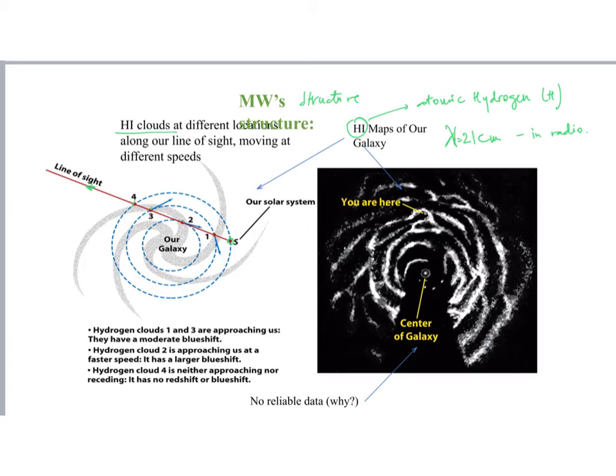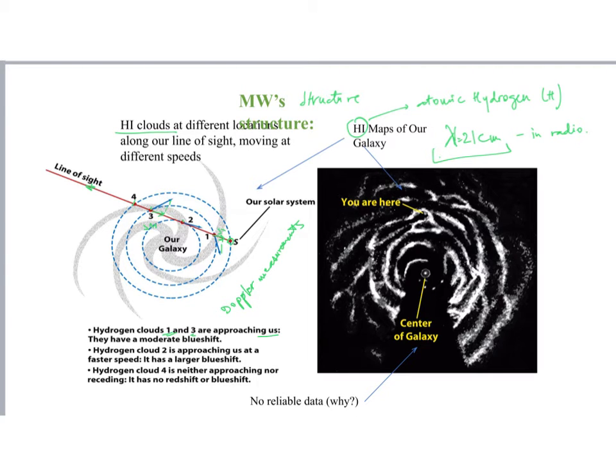How do we measure the speeds? We make Doppler measurements. Right, so we see that clouds 1 and 3 are approaching us, because instead of seeing that hydrogen emission at 21 centimeters, we see it blueshifted, right? And it's that amount of shift that gives us the component along the line of sight. Look at that, right? So we're going to see this V1, if you want, and V3.